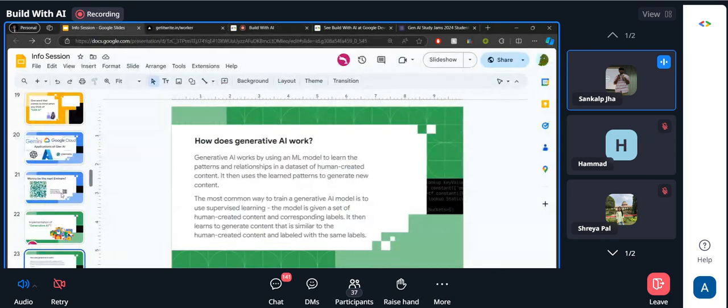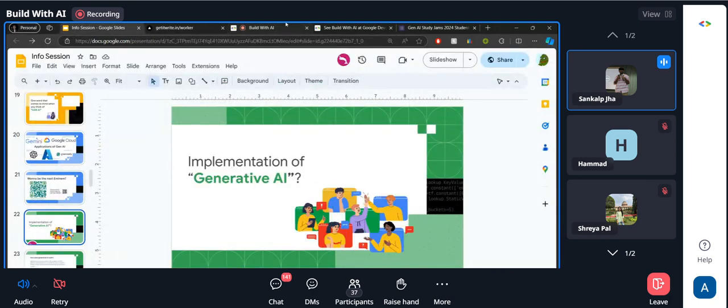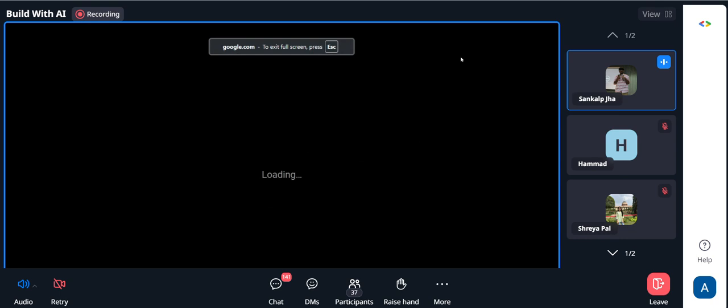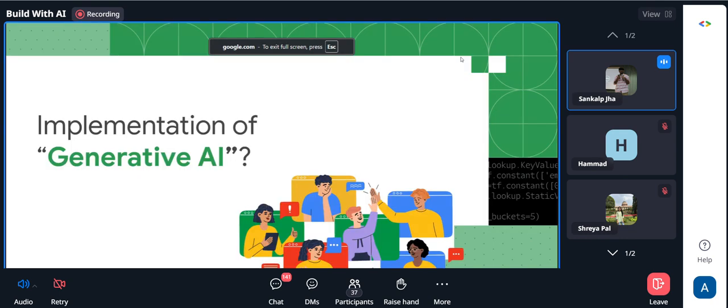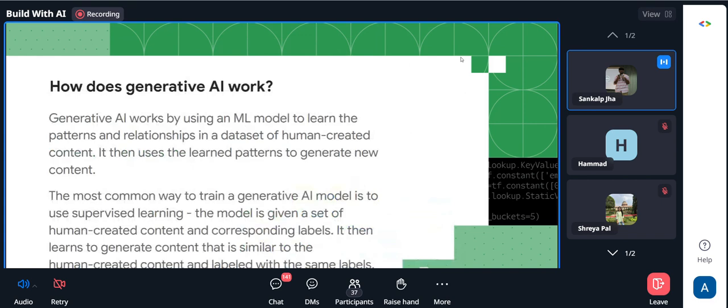Moving ahead. Okay, so this is our implementation of Gen AI. I think you'll be joining soon. And yes, so implementation of Gen AI. How does Gen AI work? This is something to really think upon, because so far we have talked about applications of Gen AI, how we are using Gen AI for our own benefits, for our own personal use case, and now we're going to talk about how it works, what's its principle and what's its basic understanding behind it.